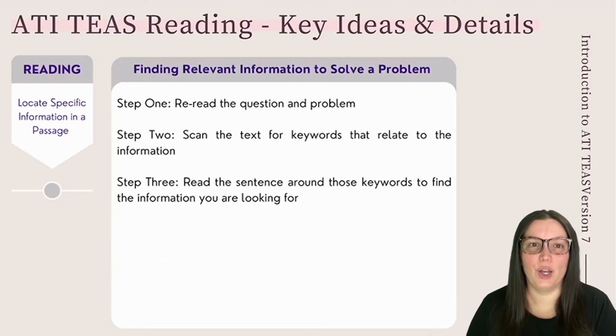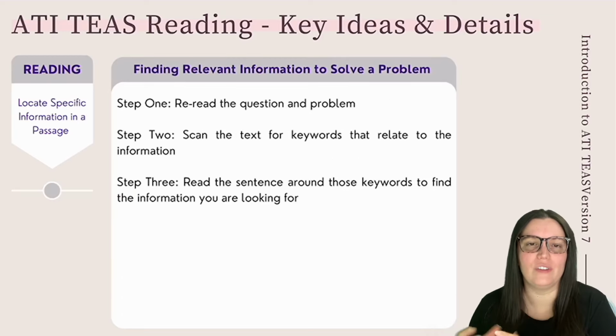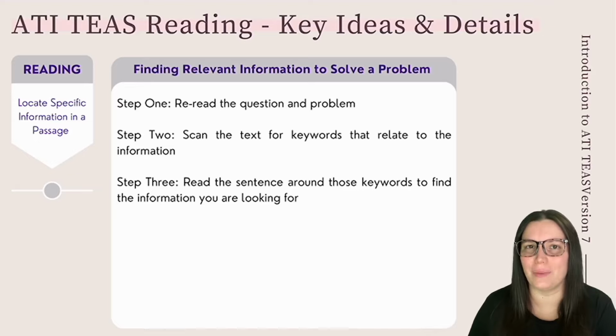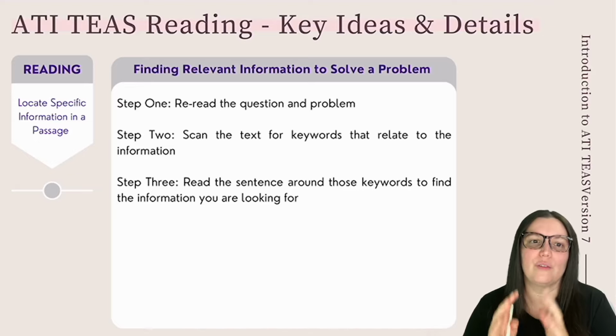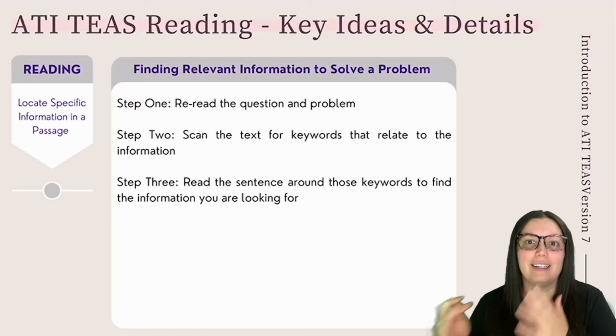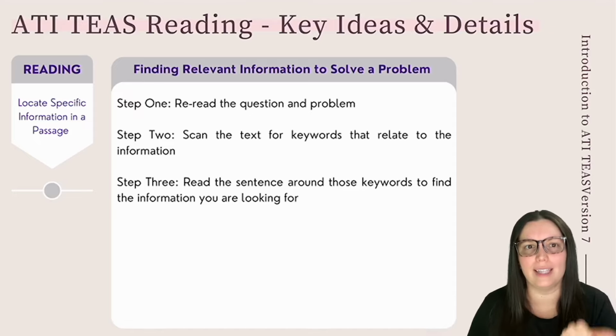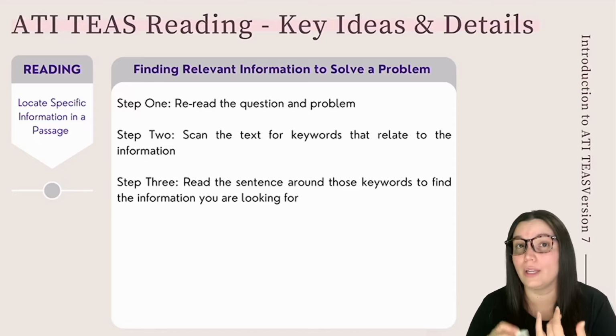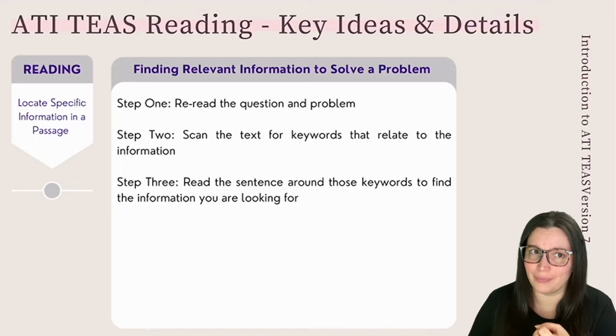Moving on to that next main objective is locating specific information in a passage. And we're going to take a closer look at finding relevant information to solve a problem. So when you are trying to find specific information in a text, there are a few steps that you can take to help locate the information quickly as well as efficiently.